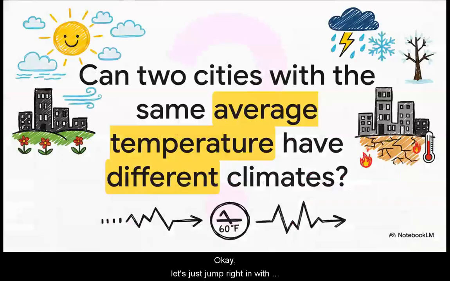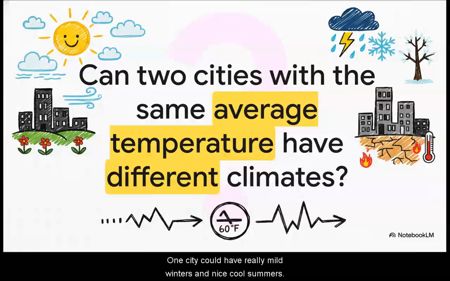Okay, let's just jump right in with a little puzzle. Imagine you've got two cities, and both have an average annual temperature of, say, 60 degrees Fahrenheit. So, same climate, right? Well, not so fast. One city could have really mild winters and nice cool summers. The other could have brutally freezing winters and then scorching hot summers. The average comes out the same, but living there, a completely different experience. That difference, that's variability in a nutshell.